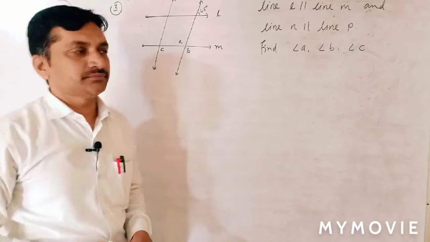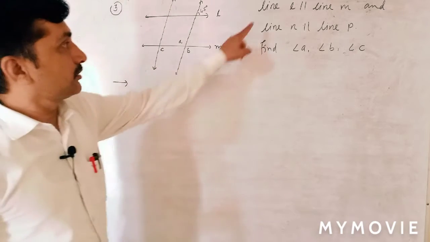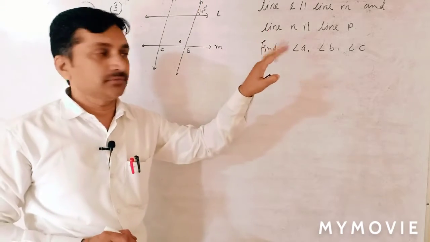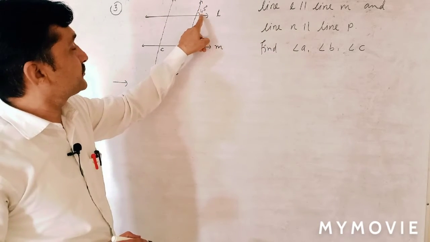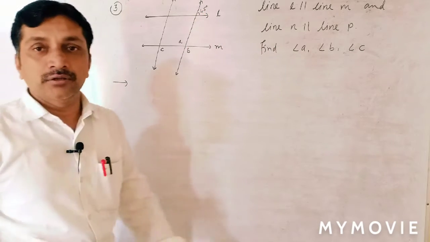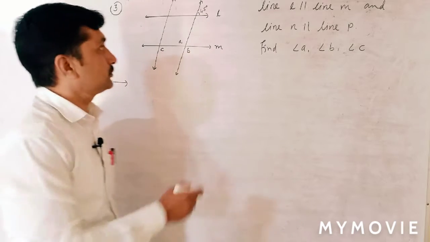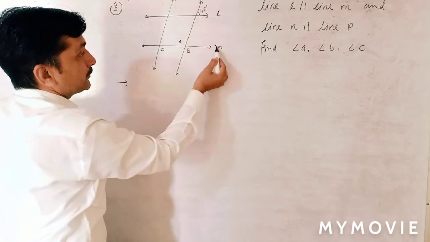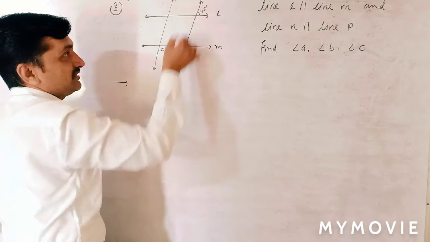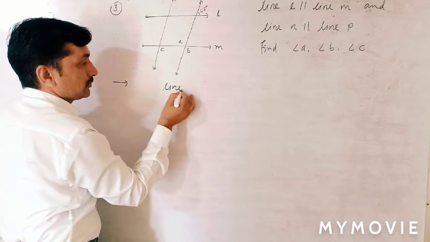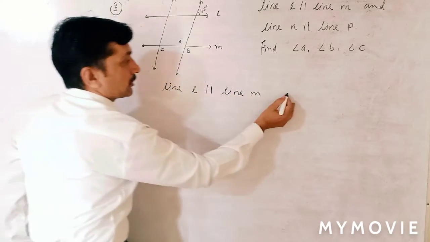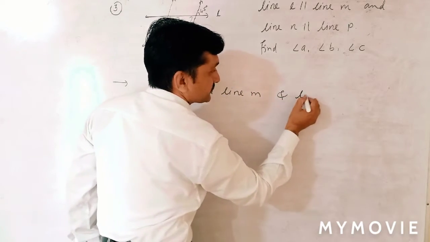Now question number 3. L and M are parallel and N and P are also parallel. One angle is given here, this angle is 45, and by using this measure, find ABC. But again, we should know the relation. Line L is parallel to line M, and P is transversal.